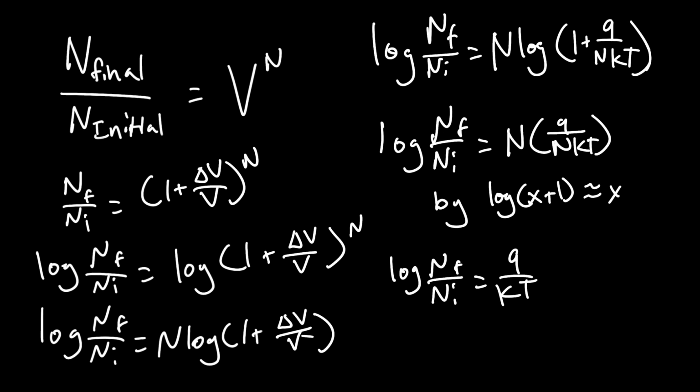Next, after simplifying the logarithm even further, we get n log of 1 plus delta V over V, which we can change to Q over nkT, since we know that Q is equal to nkT delta V over V. From here, we can satisfy our logarithm approximation equation by approximating the log of 1 plus Q over nkT to be Q over nkT. Multiplying by n, the n's cancel out, leaving us with Q over kT.